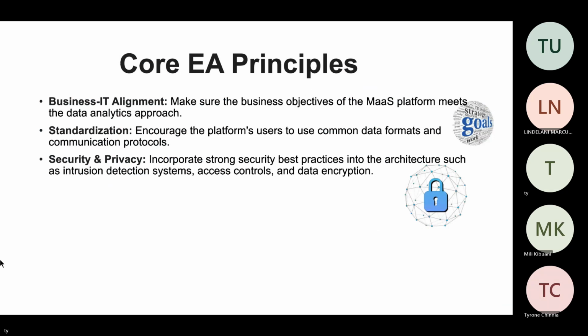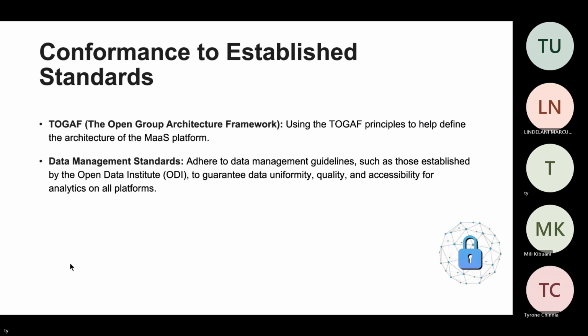Okay, I'll go through with it. We're looking at the core enterprise architecture principles. How will they help? It will be through business-IT alignment, where we have to make sure that the business objectives meet the data analytics approach. Also, standardization encourages the platform's users to use common data formats and communication protocols. And lastly, security and privacy, where we have to incorporate strong security best practices into the architecture. So I'll pass on to Marcus to take you through the conformance to established standards.